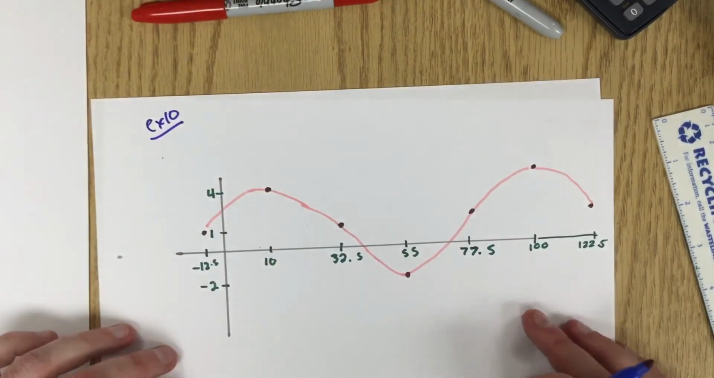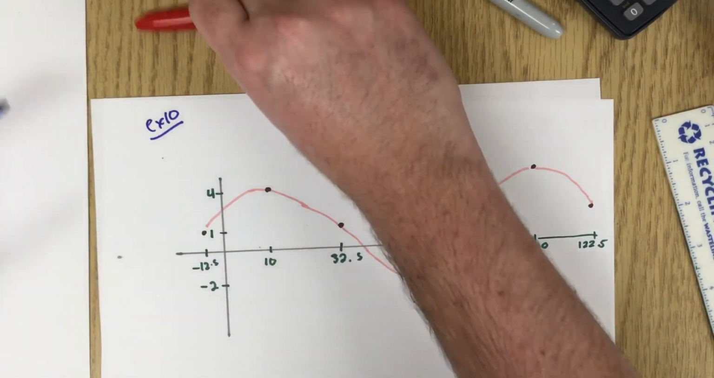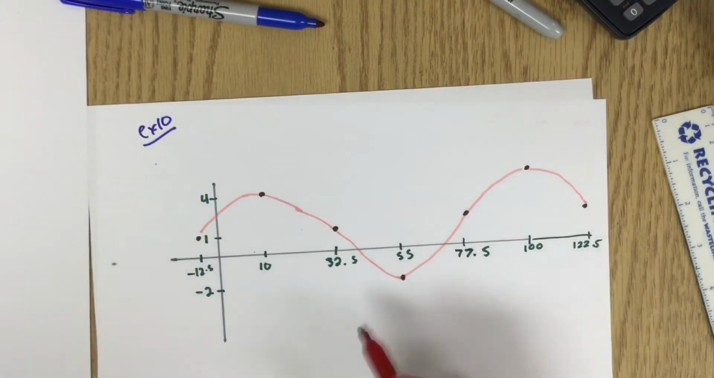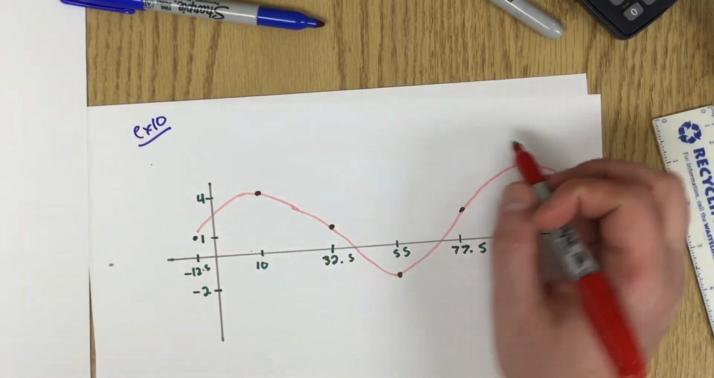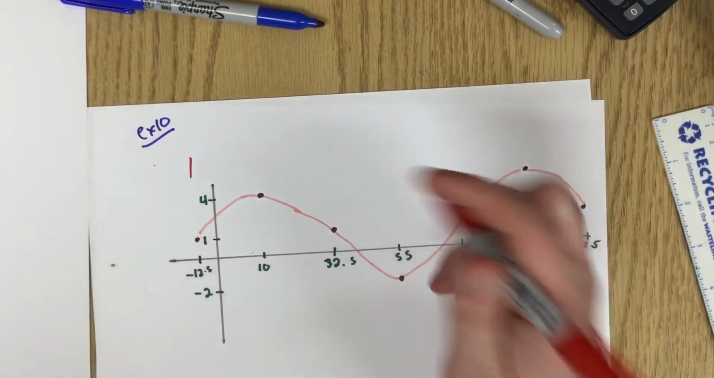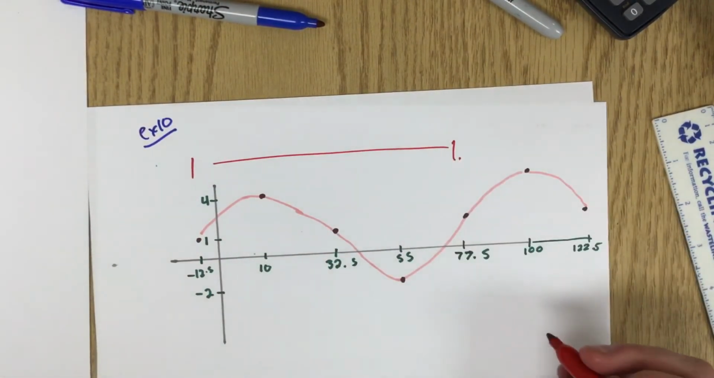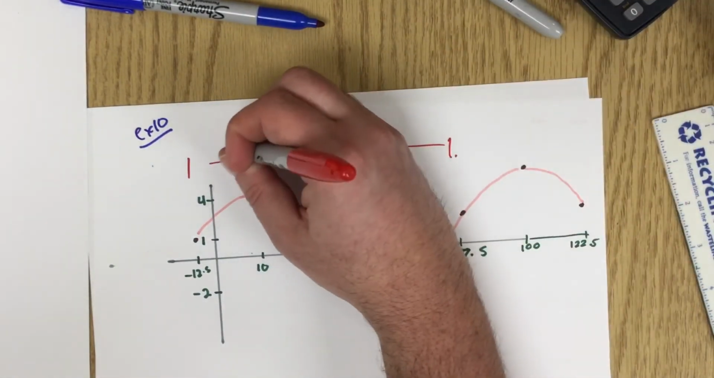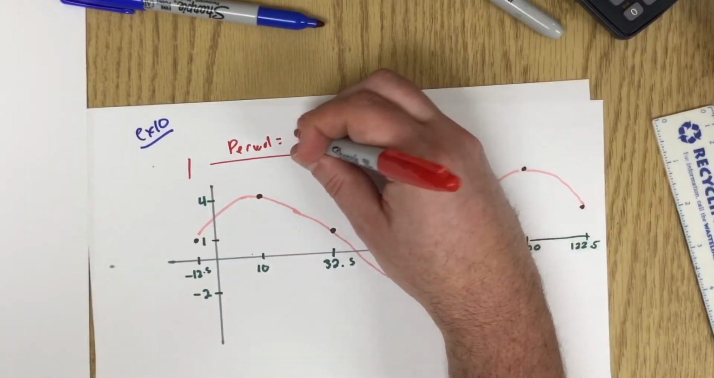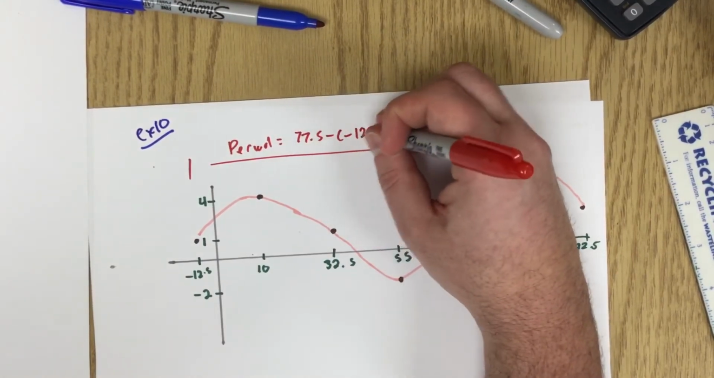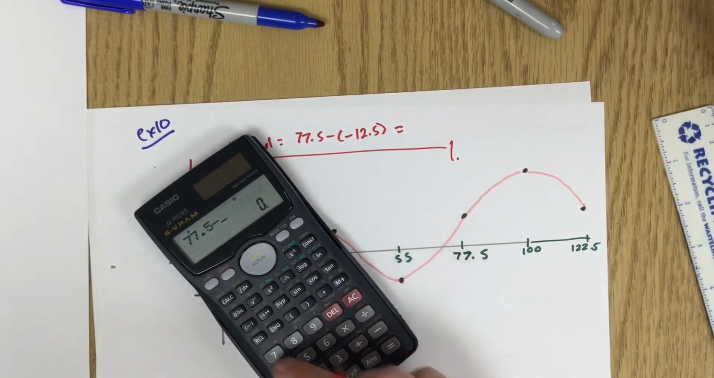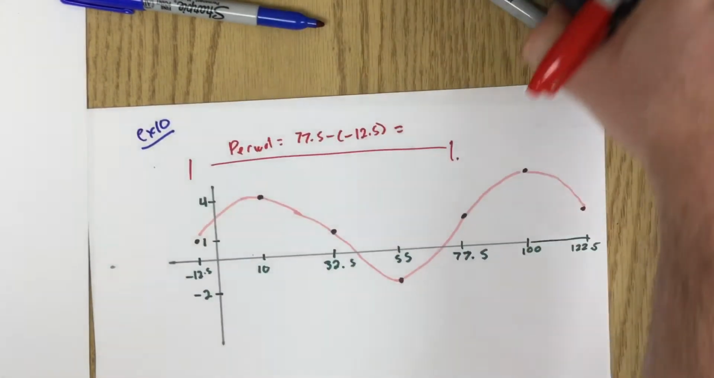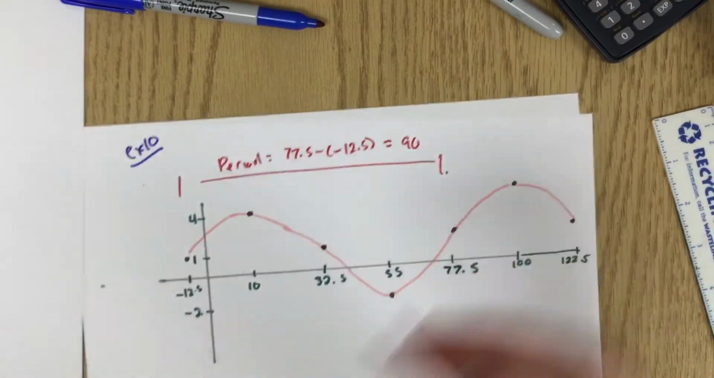Number 10. There's some decimals here. That's pretty ugly. I would have probably gone from top to top, from there to there. But just to be complicated, I'm going to go from middle going up to middle going up, from there to there. And so the period is going to be 77.5 minus negative 12.5. Just to show you how you would do it, 77.5 minus negative 12.5 is 90. The period is 90.